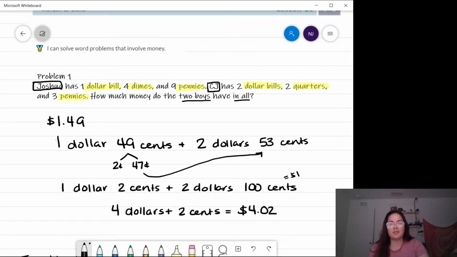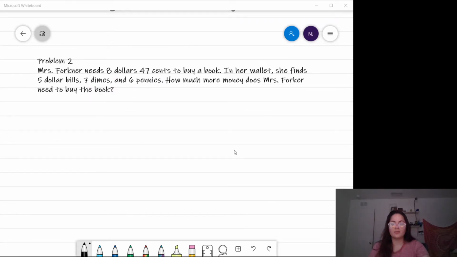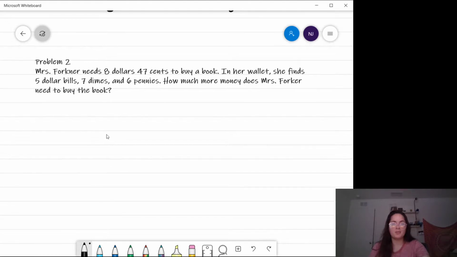All right, so I think we're ready to move on to problem number 2. All right, so this is our problem number 2. We're going to do the same thing. I'm going to let you try and solve it on your own, and then we're going to compare answers. So this problem reads, Miss Faulkner needs $8.47 to buy a book. In her wallet, she finds $5, 7 dimes, and 6 pennies.